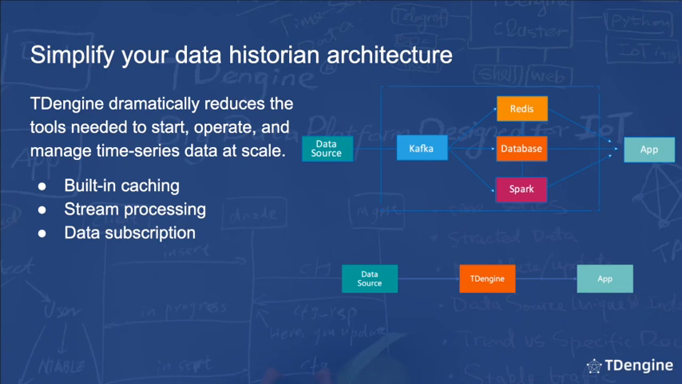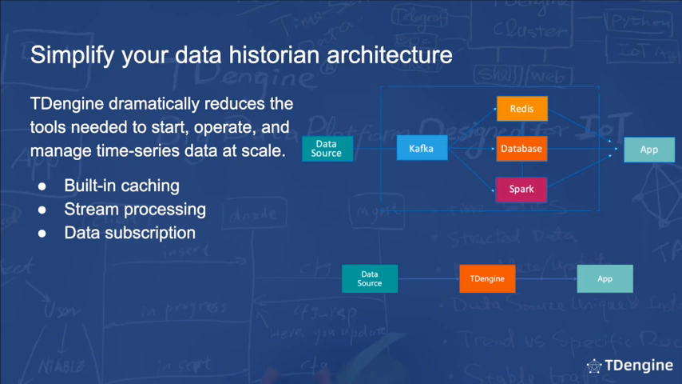Kafka is one of the most popular providers of this. And you're going to need some sort of caching for operations. So you always want to know the latest, most recent value, so you don't have to query the database and take a while to get that back. You want to know it instantly. So Redis is often used for that.